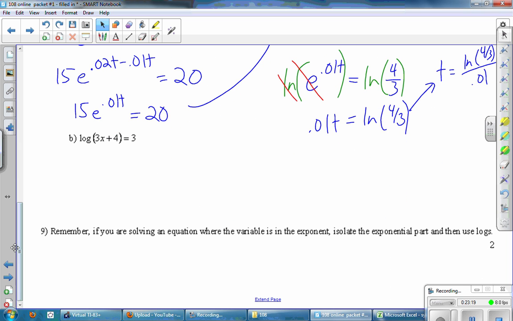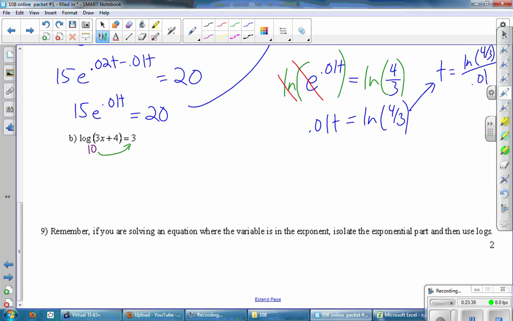Moving on to part B, log of 3x plus 4 equals 3. This one is going to be quite a bit easier. We just need to use the definition, converting the log into the corresponding exponential equation. I'll write the invisible 10 down there. I'll write it in a different color. And then we're just going to follow the football play.